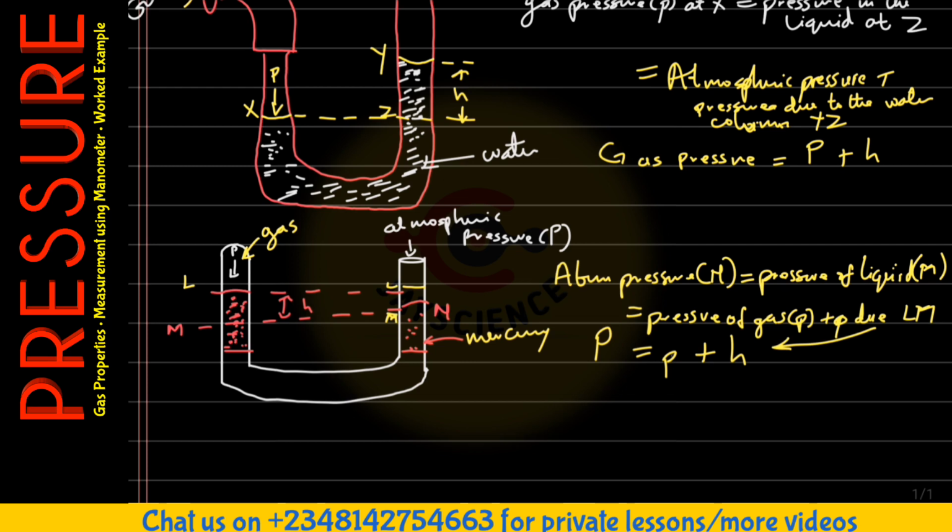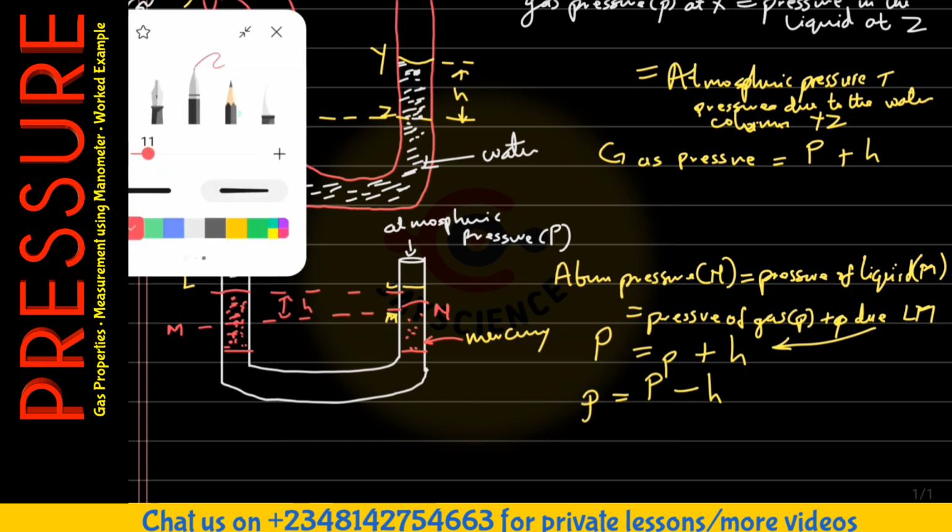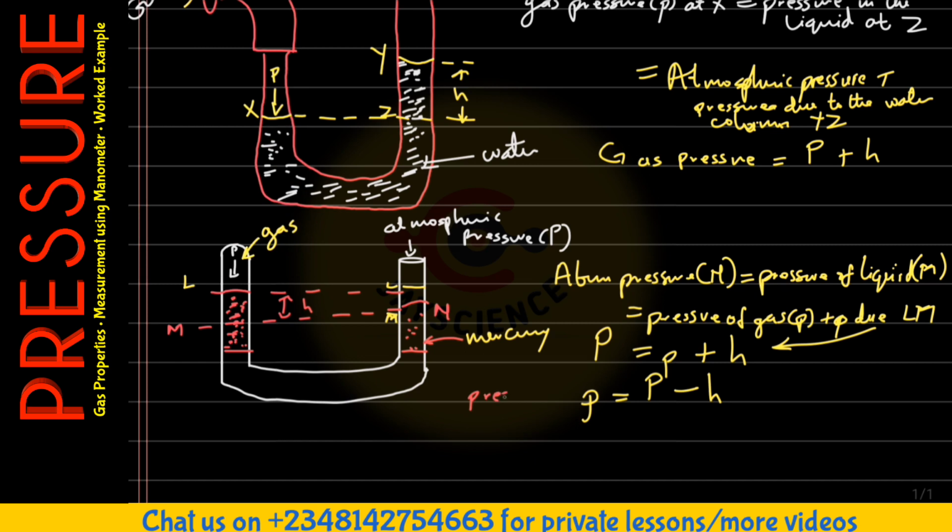And if you have to rearrange this, we want to make P the subject of formula. So we want to make the pressure of the gas the subject of formula. That will be the pressure of the gas equals the atmospheric pressure at N, that's at this point, okay, plus, is that plus? No, that will be minus h. Okay, so remember that this is the pressure of the gas.